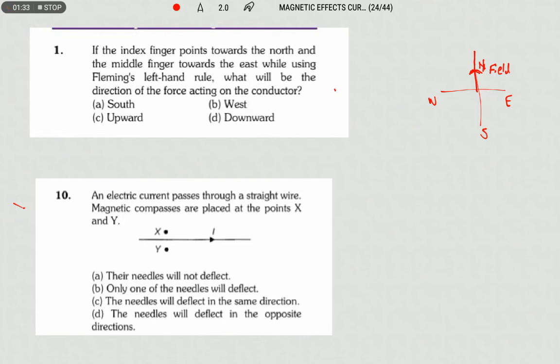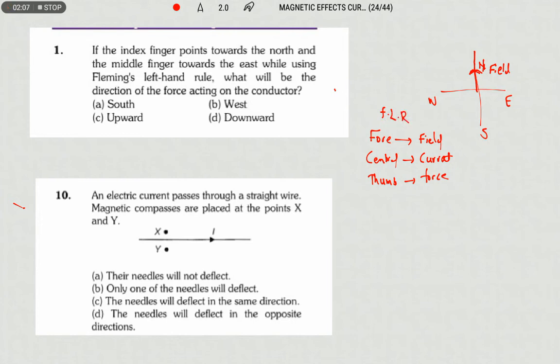Next, the middle finger is towards the east. According to Fleming's left hand rule, we need to stretch the forefinger, the central or middle finger, and the thumb. The forefinger is in the direction of the field, the central finger in the direction of the current, and the thumb represents the direction of the force acting on it. This is according to Fleming's left hand rule.